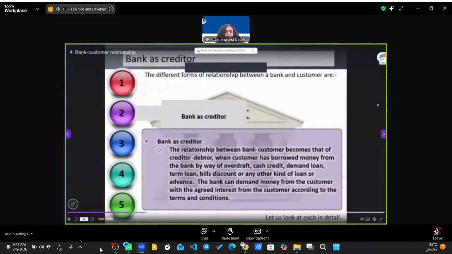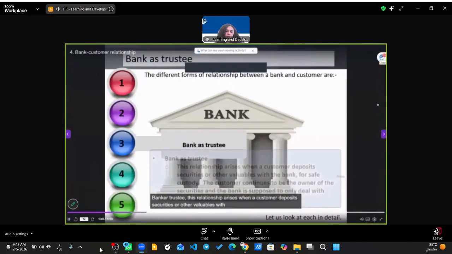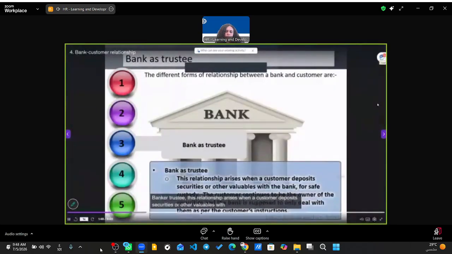Number 3, bank as trustee. This relationship arises when a customer deposits securities or other valuables with the bank for safe custody. The customer continues to be the owner of the securities and the bank is supposed to only deal with them as per the customer's instructions.